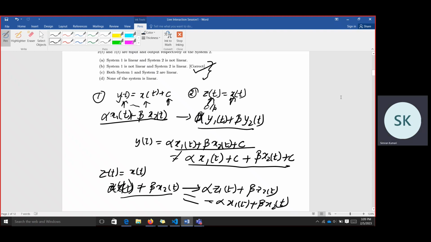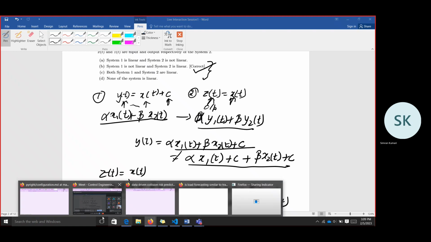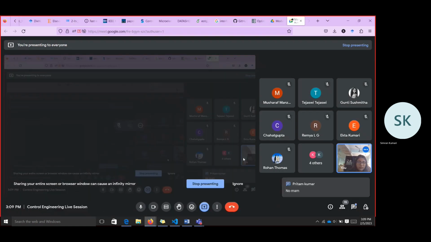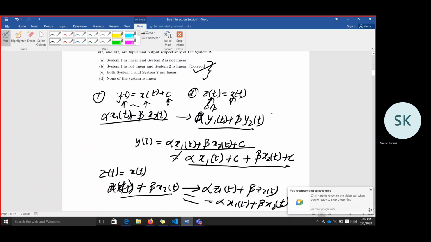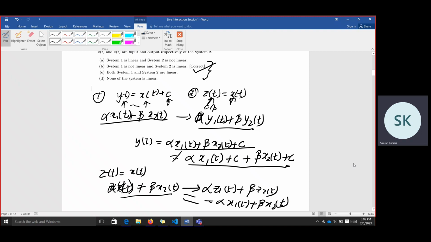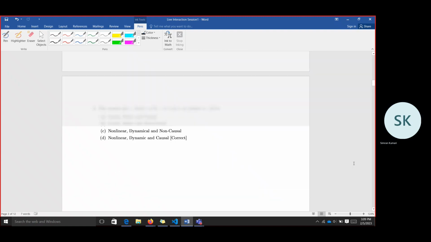Any doubt in this question regarding identifying whether a system is linear or not? If you have any doubt, you can ask. Okay, fine. So we'll proceed to the next question.